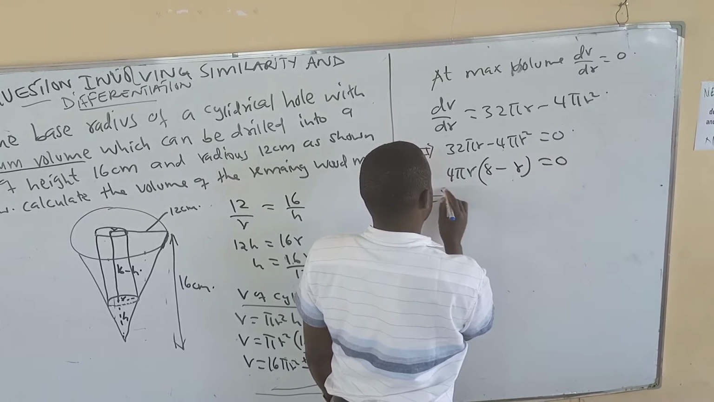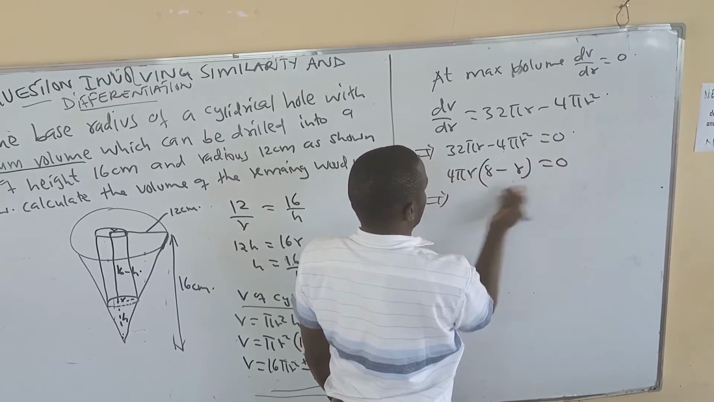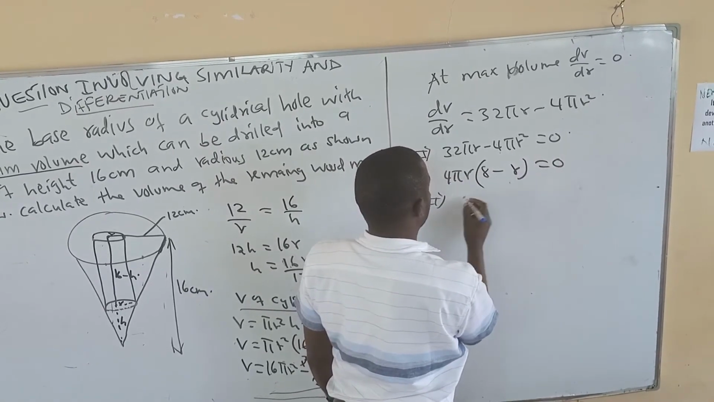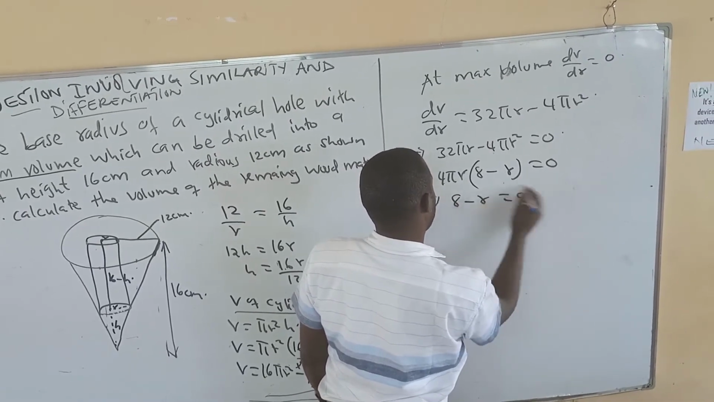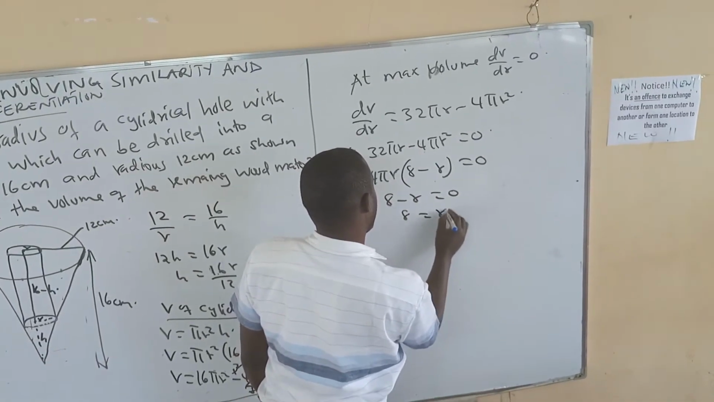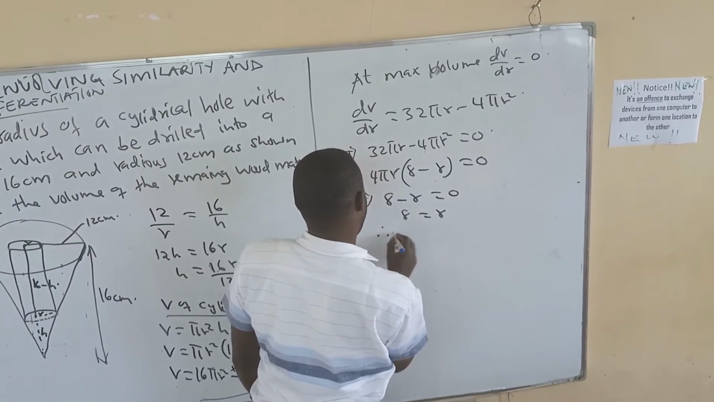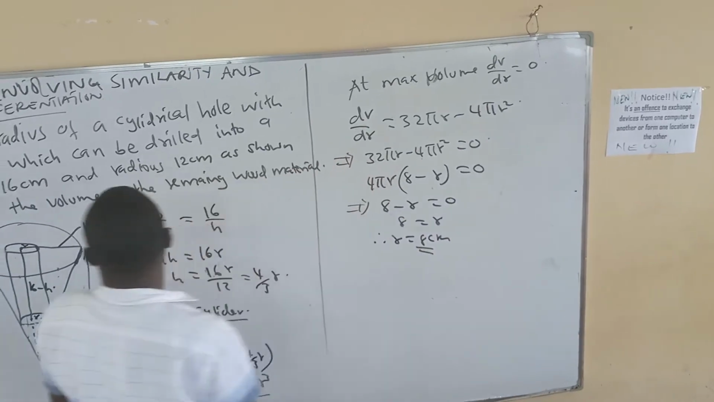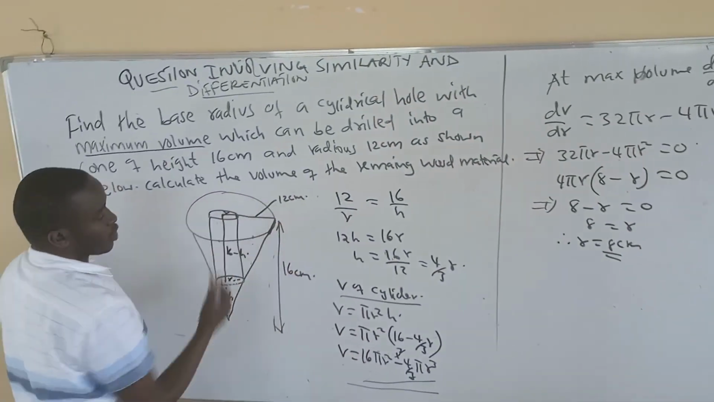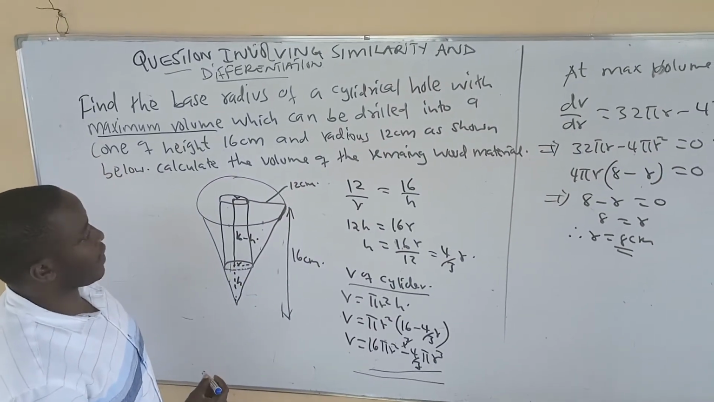So it implies that 4 pi r equals 0, or 8 minus r equals 0, and therefore if you take r to the other side, 8 is equal to r. Therefore our r equals 8 centimeters because we were dealing with centimeters. So our radius is 8 centimeters, that's the first question.